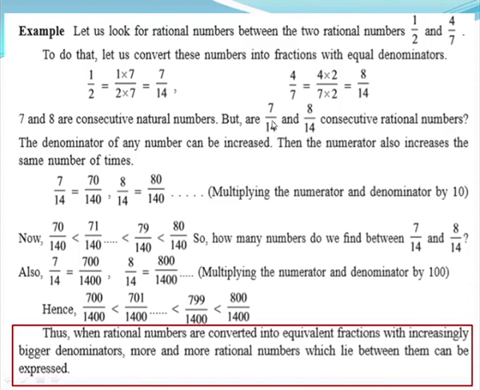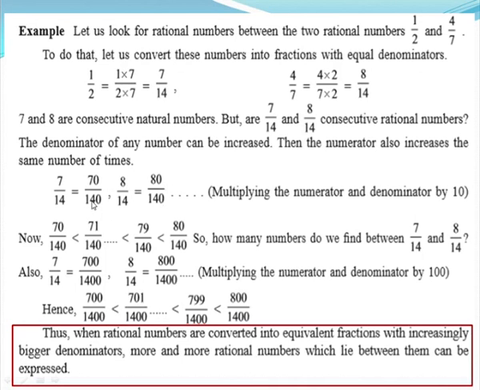Reason? Because we can find infinite rational numbers between given two rational numbers. Let us see how. If we increase the denominator of these rational numbers, the numerator will also increase. Let us see, 7 upon 14 is written as 70 upon 140. That is, when you multiply both by 10, you will get 70 upon 140. Also, 8 upon 14, on multiplying by 10, we will get 80 upon 140.